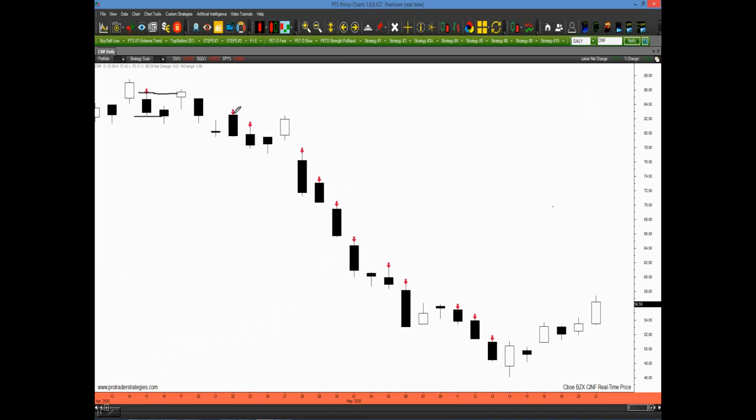So now we see another setup right here. So we go short right here, and this is roughly at 80. All right, we place our stop here, and then we have another down arrow, so we place our stop here, and guess what? We got stopped out at 82. So now we've lost 2 points. So we've lost a total of 5 points.